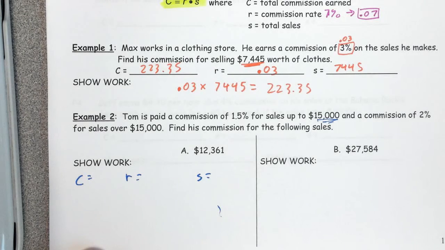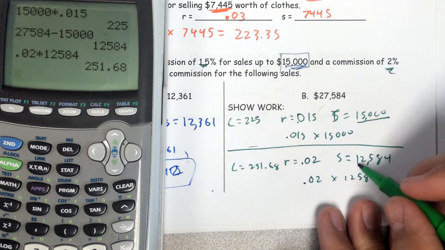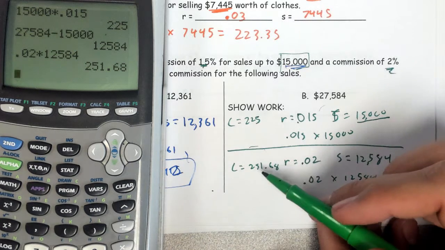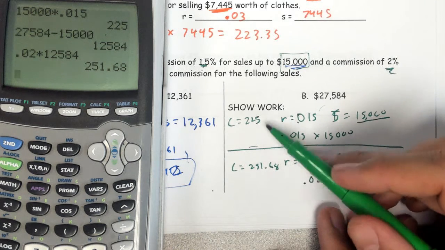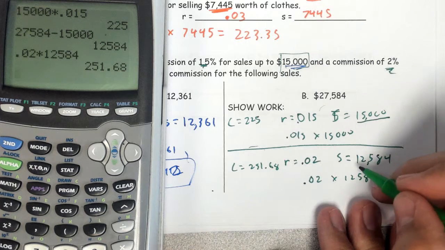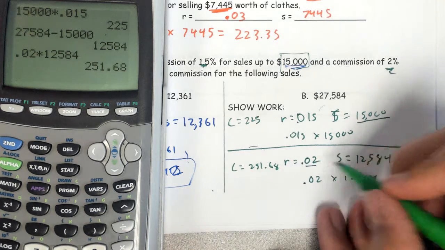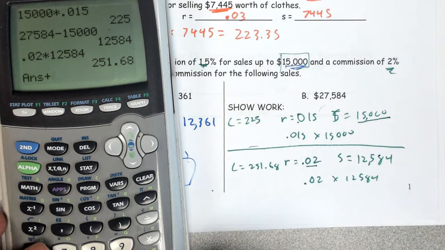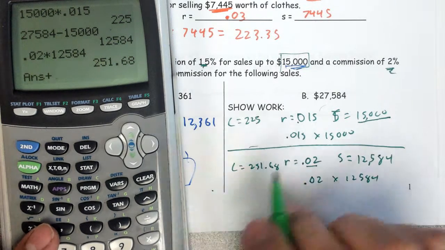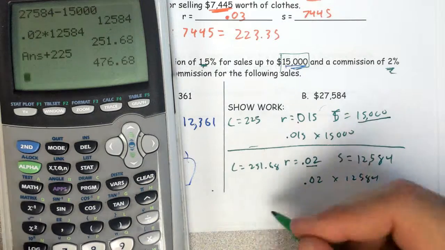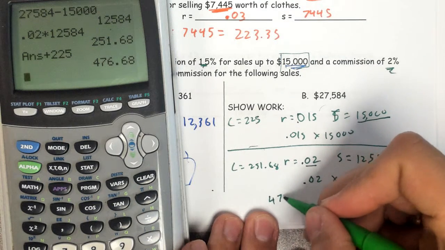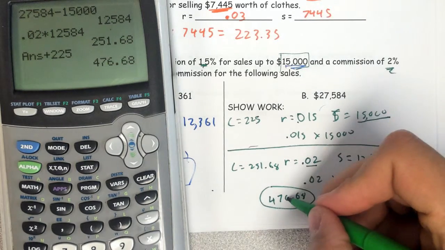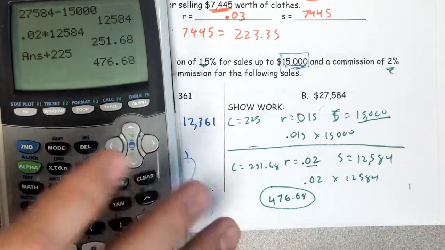We make $225. But then on the next $12,000, which is less, we made $250, which is more than we made up here, because we're getting paid the higher rate. And the last thing we do is add those up. So 251 plus $225. My total compensation, $476.68.